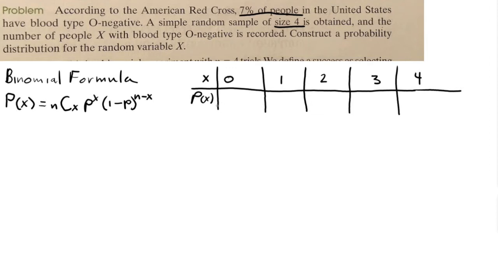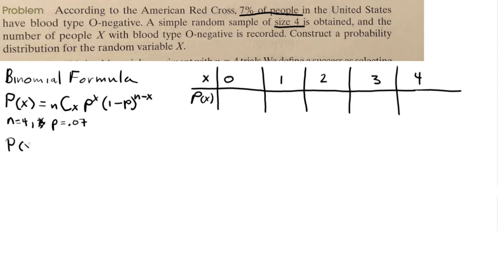So our sample size is 4, so that means we have the possibility here of 0, 1, 2, 3, or 4 for our X. Our probability of success is 7% or 0.07. So what I get here is n equals 4 and p equals 0.07. So I can start to fill in my formula here. I know the n and I know the p. So let's write out a general formula for this particular problem.